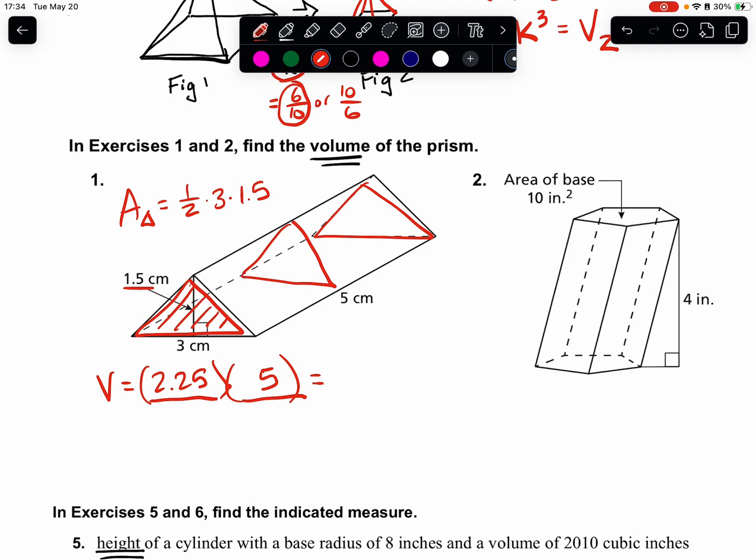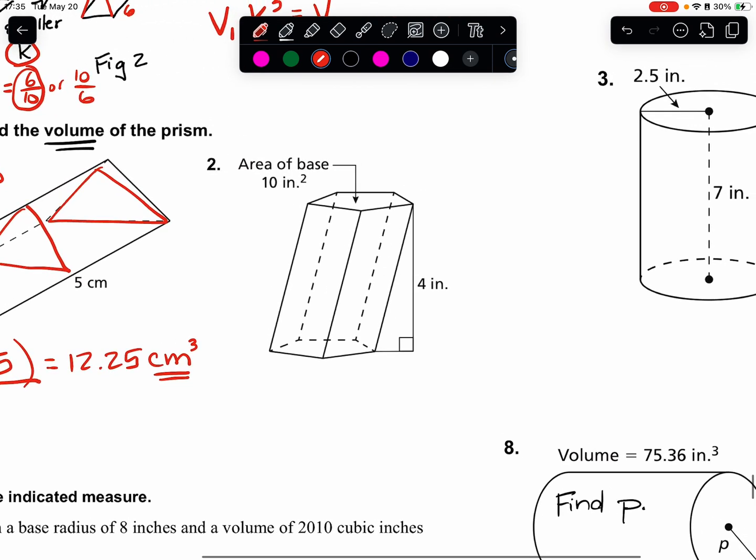Exactly. So times 5, I think, gets you 12.25 centimeters cubed. Yay, don't forget cubic units.